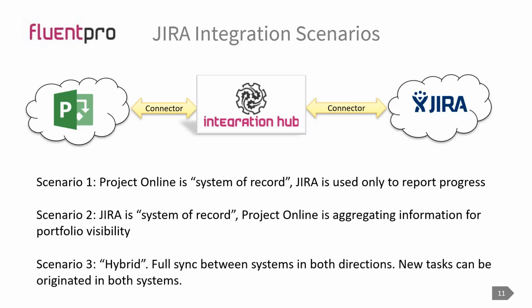The second scenario is that Project Online is really used as a reporting or aggregation tool, and lots of your projects start in another system. The information will simply be pushed to Project Online for aggregation and portfolio visibility. So that's the second scenario. And the third scenario that we support is bidirectional synchronization. It means that you have projects that are managed in both systems, and new tasks can be created both in Project Online and in JIRA, and they will be synchronized both ways.